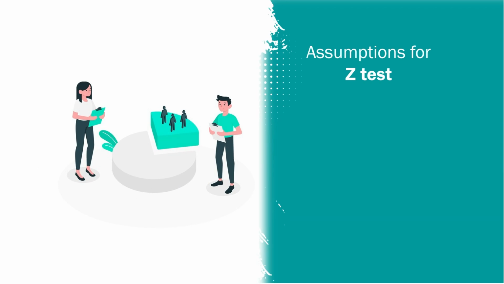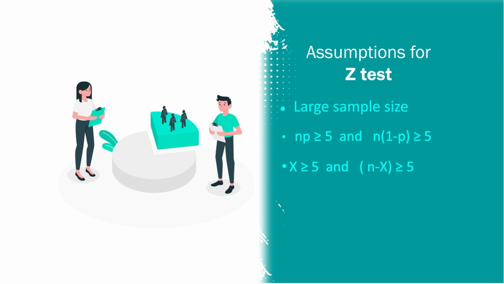Now, coming to the assumptions for using the Z test, we said it is used for large sample size. How large should a sample be? That is, n into P should be greater than or equal to 5, and at the same time n into 1 minus P should also be greater than or equal to 5. Or in terms of X, X should be greater than or equal to 5, and n minus X should also be greater than or equal to 5. And we should have a random sample and the observations are independent. These are the assumptions required for applying the Z test.